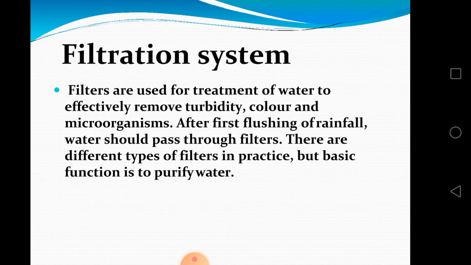Water we need to filter. Filters are used for treatment of water to effectively remove turbidity, color, and microorganisms. After the first flushing of rainfall, water should pass through the filters. There are different types of filters in practice, but the basic function is to purify water. The main concern is that we need to purify the water.